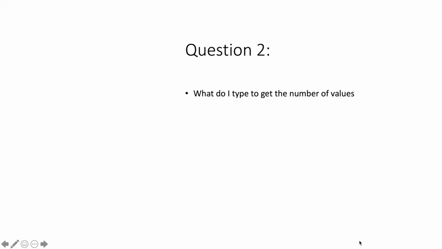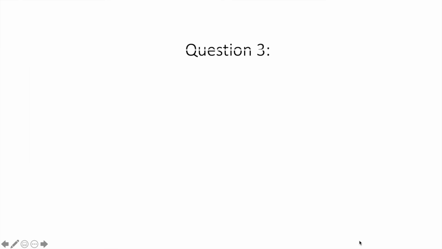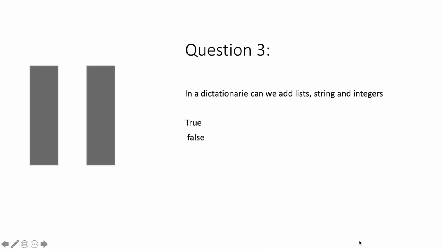Question 2. What do I type to get the number of values? d.values, d.items, or d.keys? Pause this video, think about the answers, and then when you are ready, unpause it again. Correct, the answer is d.values. Question 3. In a dictionary, can we add lists, strings, and integers? Is that true or false? Pause this video, think about the answer, and then when you are ready, unpause it again. Correct, the answer is true.